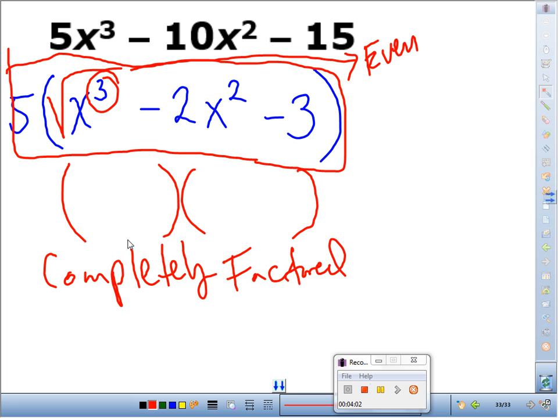Everybody got it? So what are my factors? Here, the factors here are 5. And let me move this over.